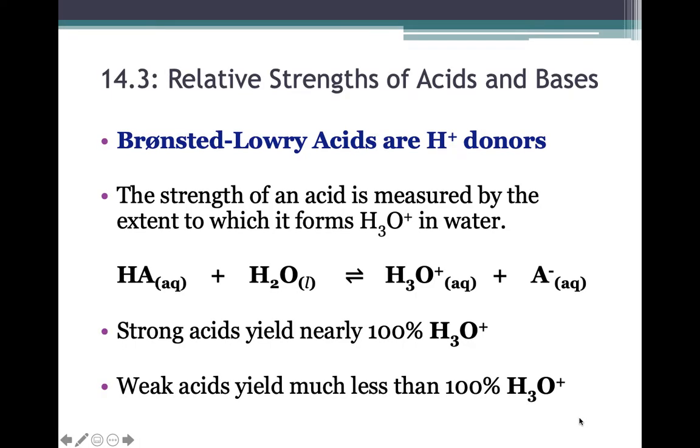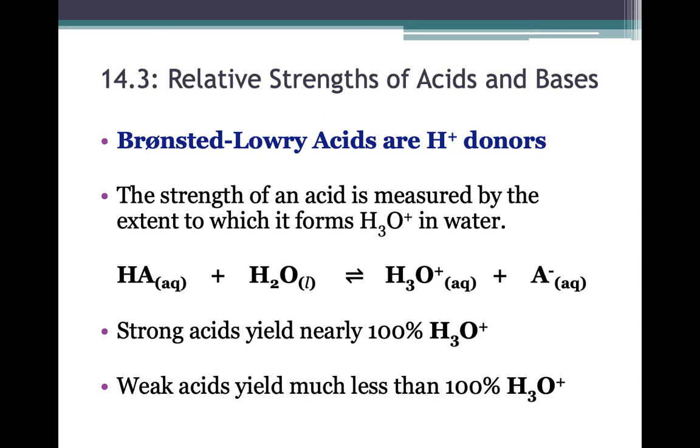Okay, guys, so it's time to go on to the next part of our lesson, section 14.3 in your book. And we're talking about Bronsted-Lowry acids and bases still, and we're going to talk about how strong or weak those might be.